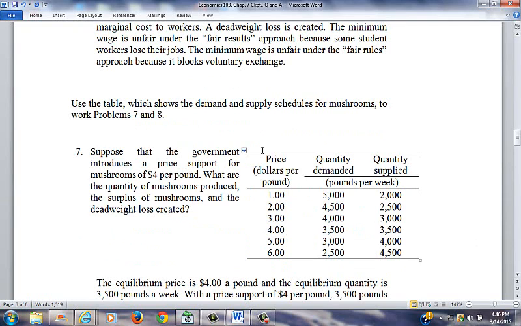Questions 7 and 8, we'll use this chart that's reproduced here, showing the price per pound of mushrooms, quantity demanded, quantity supplied. Suppose the government introduces a price support for mushrooms of $4 per pound. What are the quantity of mushrooms produced, the surplus of mushrooms, and the deadweight loss created? When you first examine these questions, you can simply look at what the equilibrium price is. The equilibrium price is already $4 per pound. Quantity demanded of 3,500 matches the quantity supplied. So you know that right away before you then analyze the question.